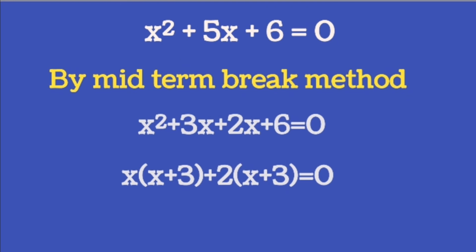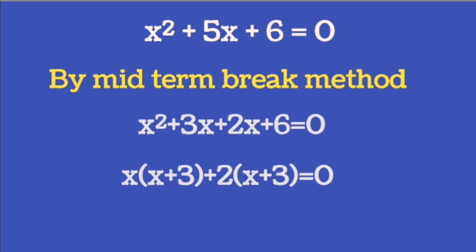Now we have to take common from first two terms. We see that in first two terms x is common. So by taking x common, we get x into x plus 3. Now we have to take common from last two terms. We see that 2 is common in 2x and 6. So by taking 2 common, we get 2 into x plus 3.